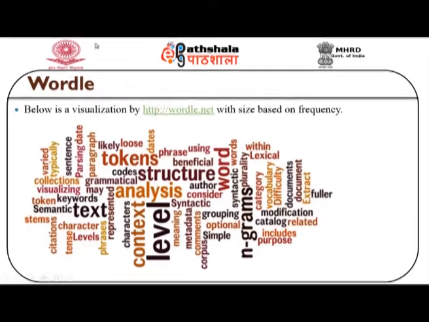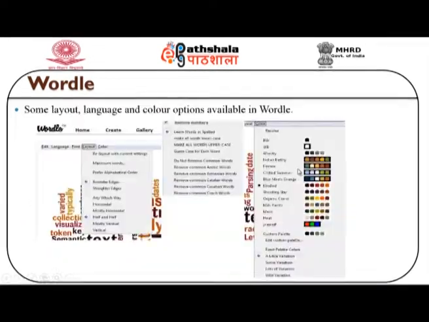Wordle is a tool. Below is a visualization by this Wordle tool, with size representing the frequency of that particular word. So "level" is a word where we can see the size is larger, which means that level has occurred more number of times in this document. Whereas "within" is a word which has occurred fewer times, because the size of "within" is very small when compared to that of other terms present in that document. So Wordle is a tool which tries to visualize a single document in this way.